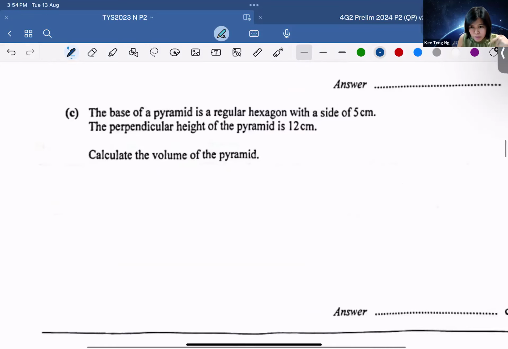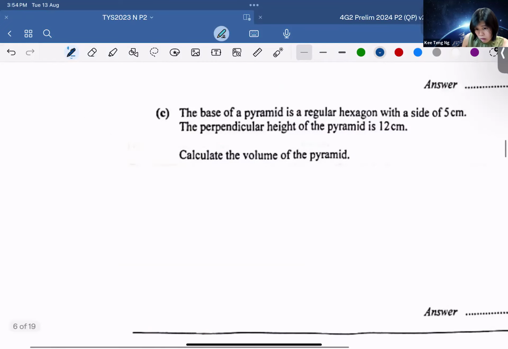Now, pyramid. Notice in paper one came out the bowl, right? So now this one is on pyramid. What is the formula for pyramid? Let's do a quick recall. You all have my formula sheet also, right? So the area of a pyramid depends on the shape of the pyramid. You have the base area plus the areas of the triangles added together.